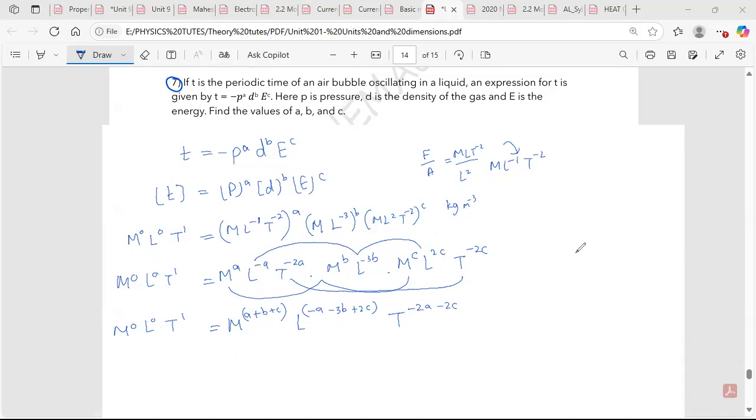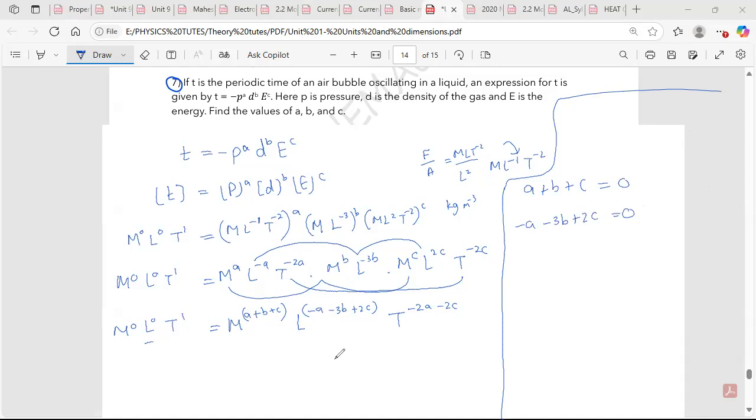So it's a very big one, no? We'll use this side. So for M, it's 0, no? A plus B plus C is 0. And for L also, it's 0. Minus A minus 3B plus 2C is also equal to 0.